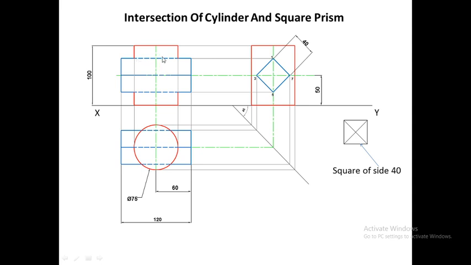Also this portion is kept dotted because this portion of the square prism will lie inside the vertical cylinder, and since it lies inside the vertical cylinder, it will not be visible in the front view, and since it is hidden, it has to be marked as a hidden line. Also this portion from here to here is hidden, so we have drawn it as a hidden line.